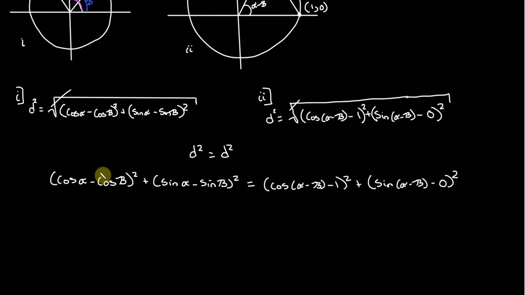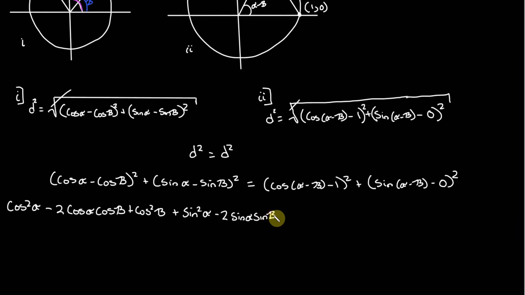If we expand this first bracket, let's start with one bracket at a time, we get cos squared alpha minus 2 cos alpha cos beta plus cos squared beta plus, what does the second bracket expand out to? Well, we get sine squared alpha minus 2 sine alpha sine beta and plus sine squared beta. I'm not entirely sure this is going to fit. I'll put equals down here.